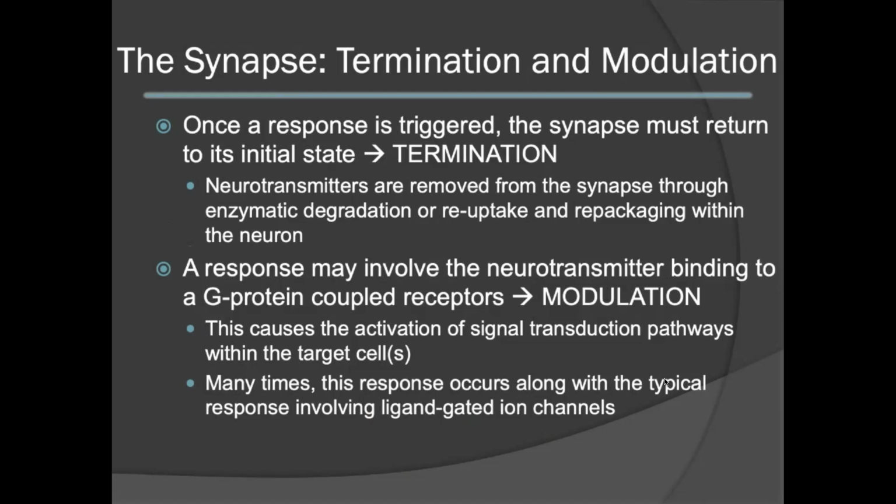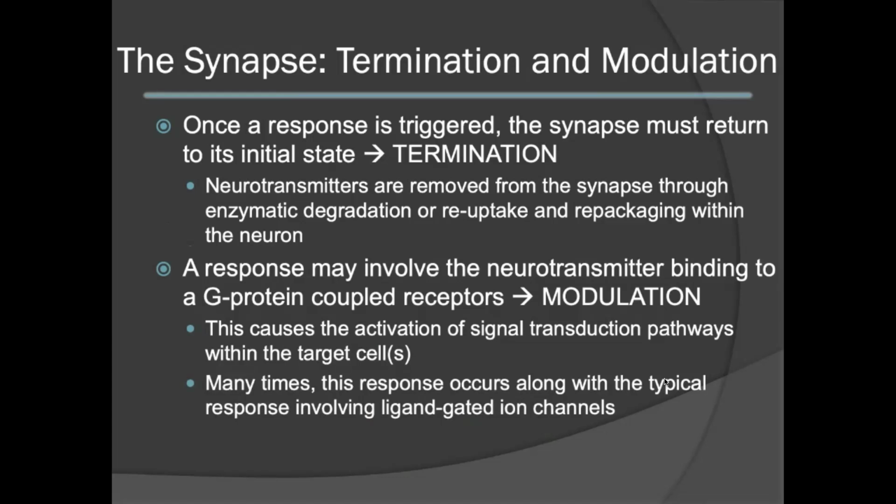We're now going to take a look at another event at the synapse, the termination or modulation of a signal. Once a response is triggered, the synapse must return to its initial state. This is called termination. In a termination response, the neurotransmitters will be removed from the synapse. This can be done through the enzymatic degradation of the neurotransmitter or by reuptaking the neurotransmitter and repackaging it within the neuron.